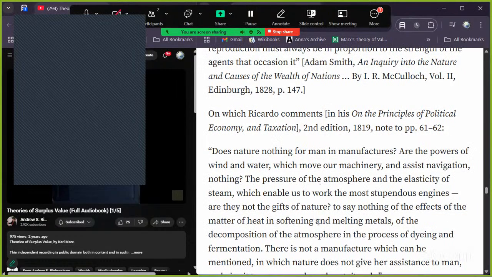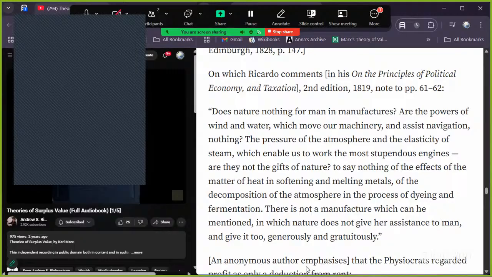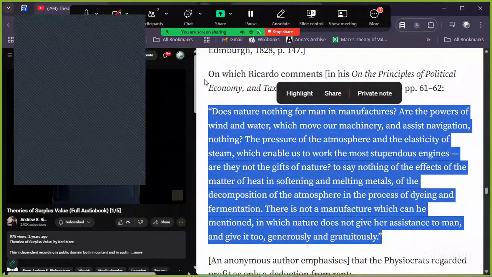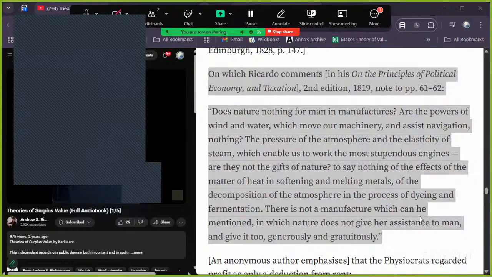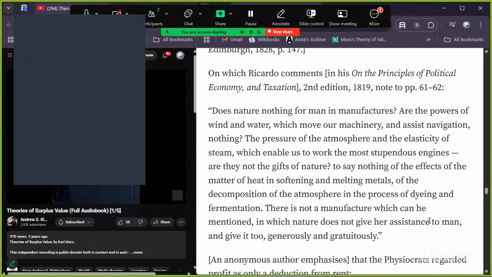End quote. On which Ricardo comments in his On the Principles of Political Economy and Taxation, 2nd edition, published in 1819, quote, "Does nature nothing for man in manufactures? Are the powers of wind and water, which move our machinery and assist navigation, nothing? The pressure of the atmosphere and the elasticity of steam, which enables us to work the most stupendous engines, are they not gifts of nature? To say nothing of the effects of the matter of heat in softening and melting metals, of the decomposition of the atmosphere in the process of dyeing and fermentation. There is not a manufacture which can be mentioned in which nature does not give her assistance to man, and give it too generously and gratuitously."